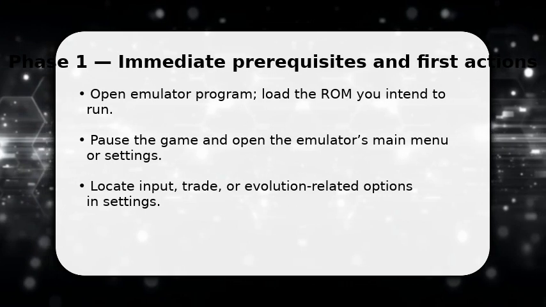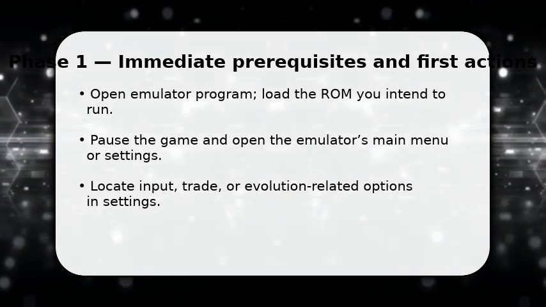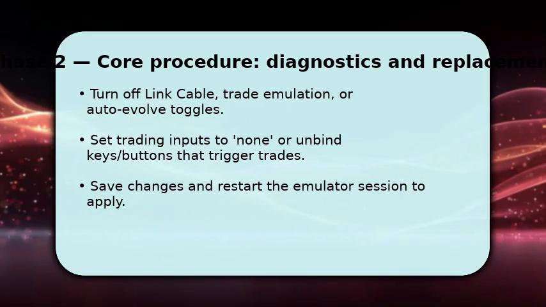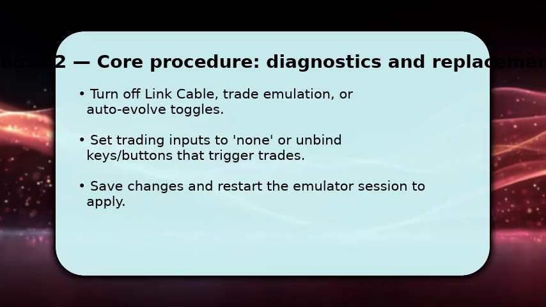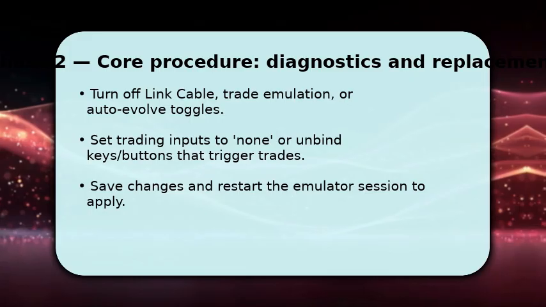Now you will disable the trade trigger features directly. In those settings, turn off link cable or trade emulation and disable any auto-evolve options. This prevents evolution on trade.